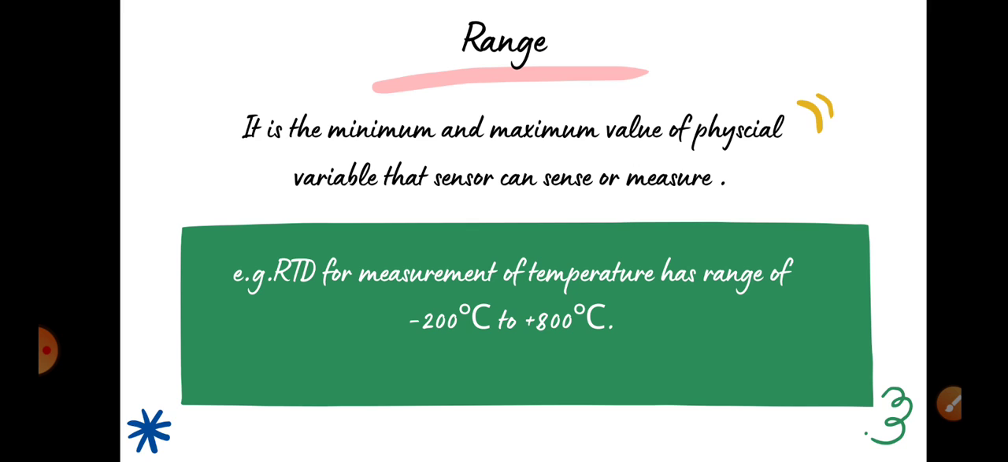First is the range. Range is the minimum and maximum value of the physical variable that the sensor can sense or measure. For example, an RTD, that is resistance temperature detector, which is a temperature sensor. Its range is minus 200 degree centigrade to 800 degree centigrade.